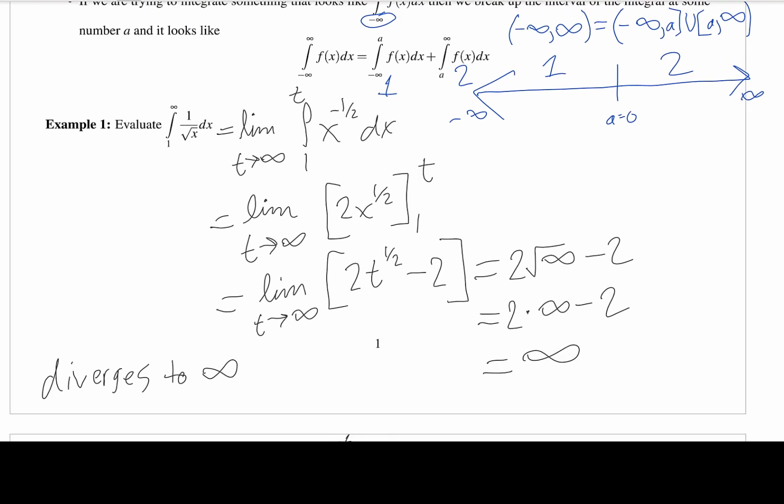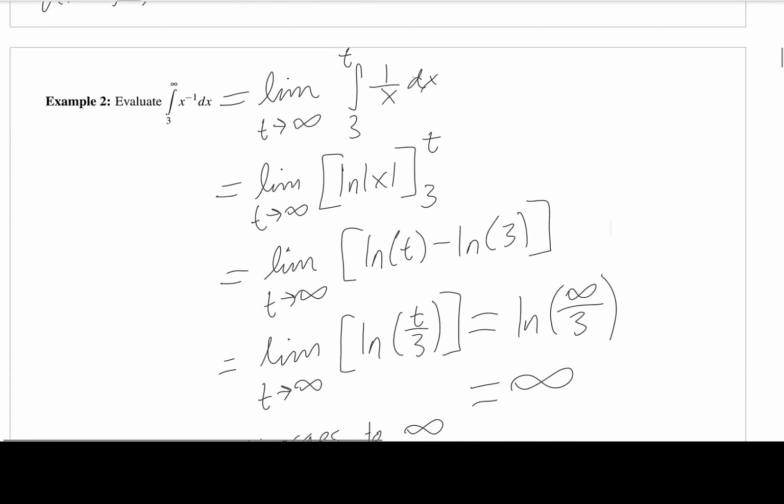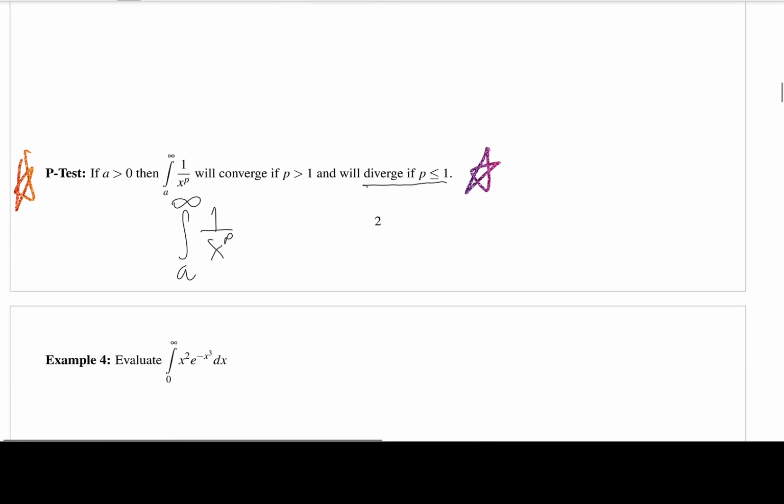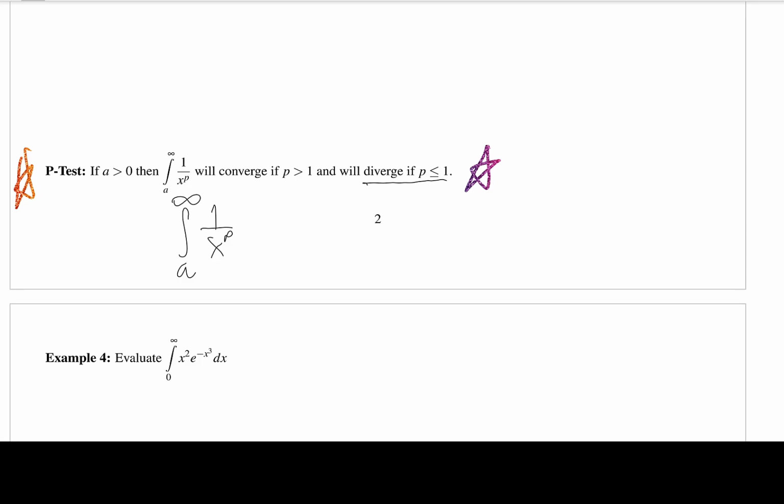Then let's look here. This was 1 over square root x, so that's x to the 1/2. Again, our a is positive, so we have 1 over x to the 1/2. The p-test automatically tells us that that diverges. The p-test isn't going to tell you what it diverges or converges to, but there are times where we're only interested in whether this thing converges or diverges.